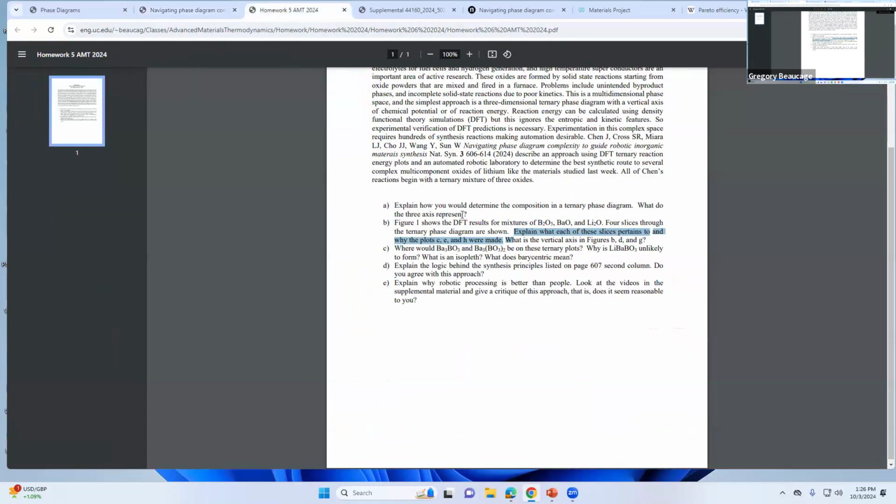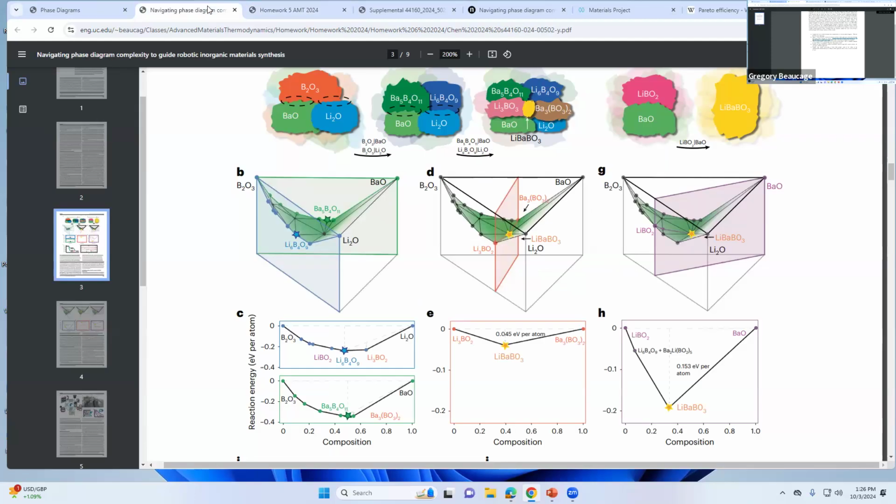The figure one shows DFT results. Explain what each of the slices pertains to, why the plots C, E, and H were chosen. C, E, and H. That's basically what I said. He's trying to map out the energy of how you get to that product, not by considering all three mixed together, but by considering binary mixtures, then picking off that to get another binary mixture, which would give a nice pathway.